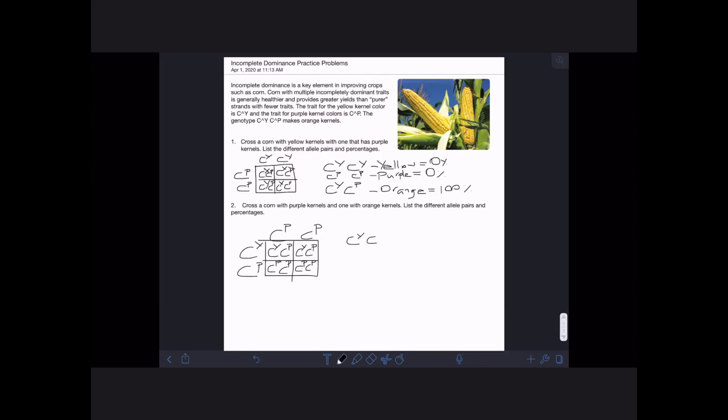Now I write the allele pair types and the percentages. So CY, which is yellow, there's none of those, so that's 0%. CP, which is purple, there are 2 of those, so 2 out of 4 is 50%. And there's only 50% remaining, so we know that orange kernels, CY-CP, have 50%. And that's a practice problem on incomplete dominance.